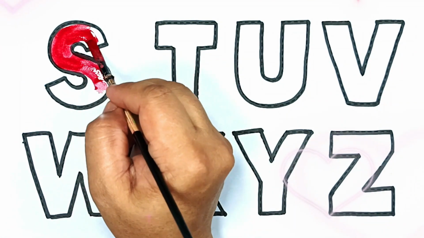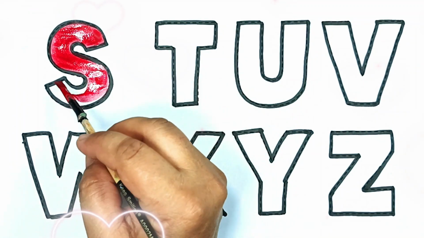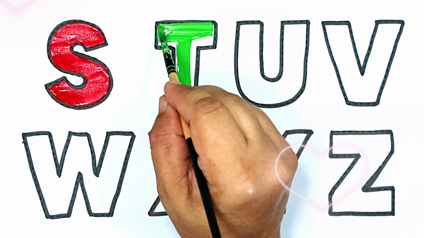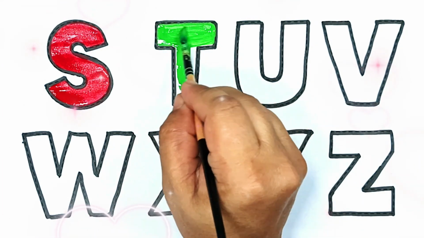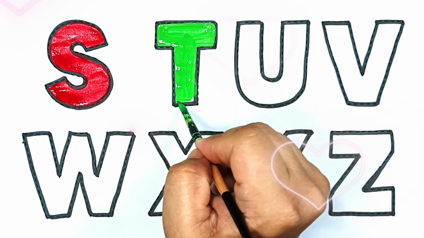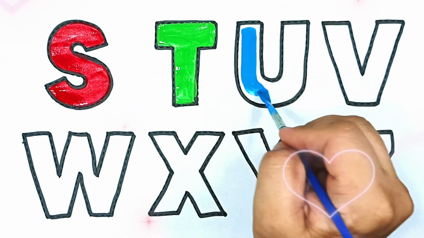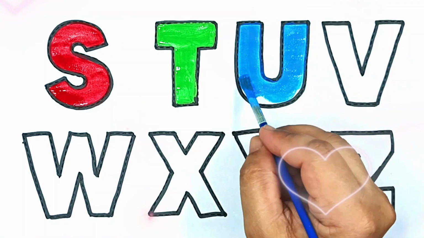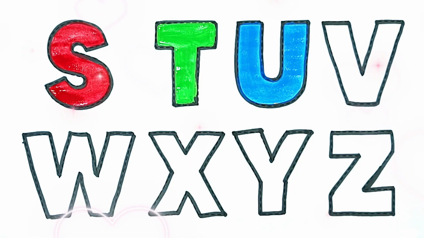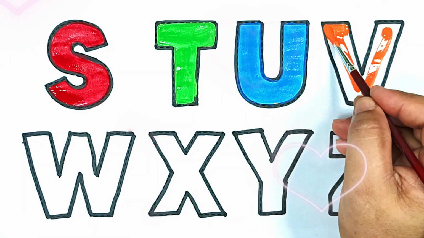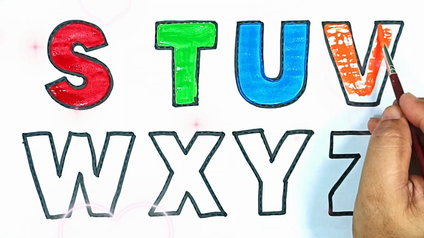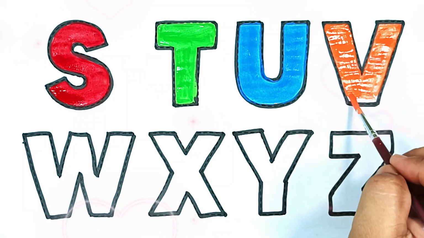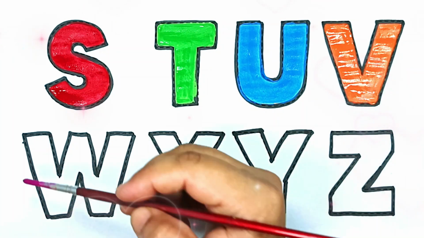S for saw. S for snake. S is for snacks, but don't eat too much. T for tree. T for train. T is for toes, they tickle when you touch. U for umbrella. U for unicorn. U is for uncle, he's thin as a bean. V for vacuum. V for violin. V is for vacuum, that keeps the house clean.